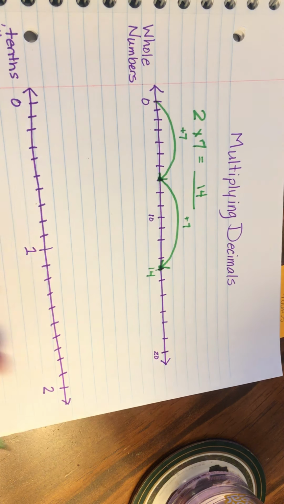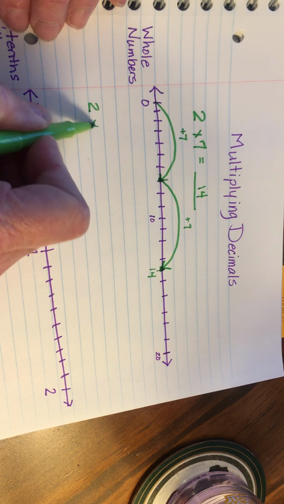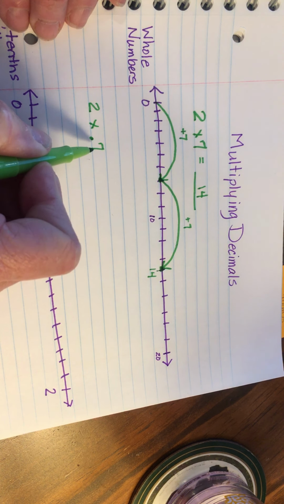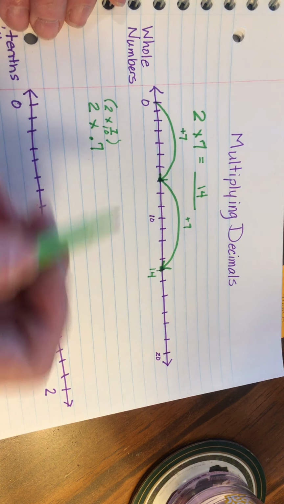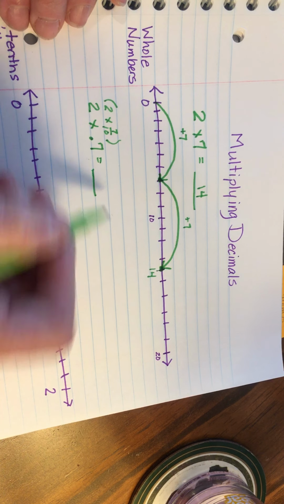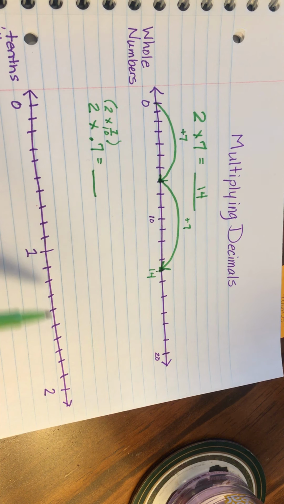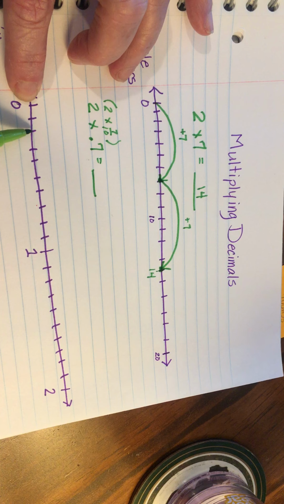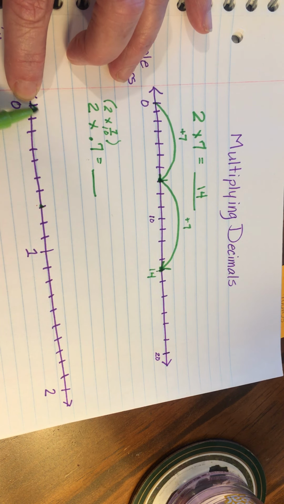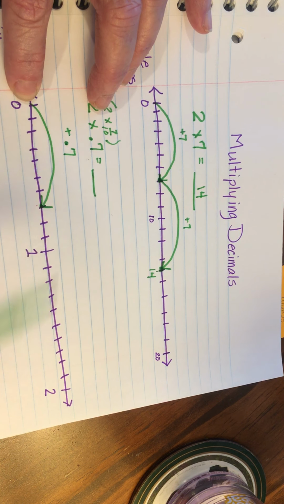So now let's think about how that might look if we were trying to multiply 2 times 7/10. That's how it would be written as a fraction. So 2 times 7/10 on a number line would look something like this. I've broken this number line up into tenths, and so I'm going to start counting tenths. 1/10, 2/10, 3/10, 4/10, 5/10, 6/10, 7/10. So that jump on this particular number line is a 7/10 jump.